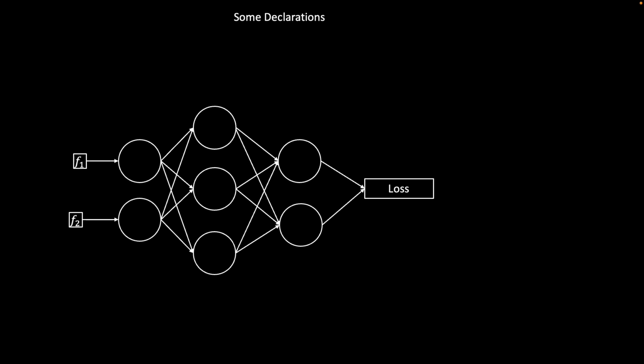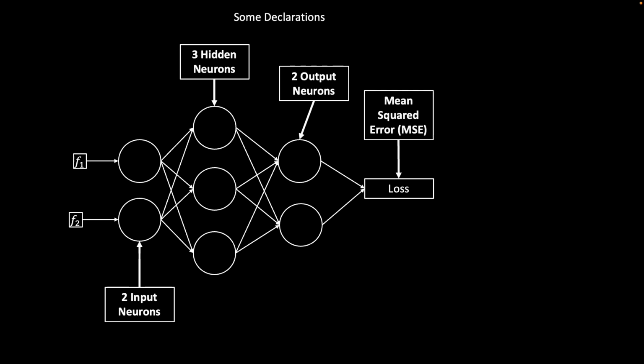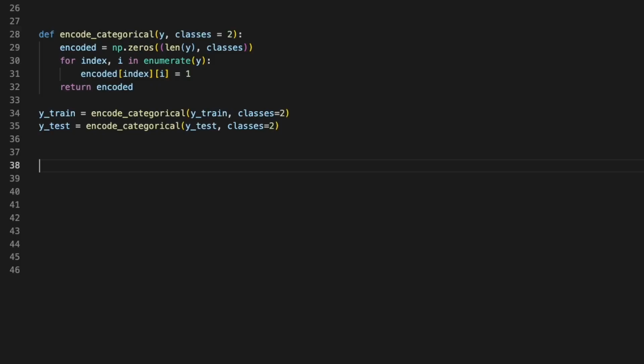Before we can actually code the neural network, we need to lay down some declarations on the architecture. So, we're going to have 2 input neurons, 3 hidden neurons, 2 output neurons, and we're going to be using mean squared error as our loss function. Now we can actually define our neural network class and create the constructor. So, we're going to define a class of nn and create the constructor.